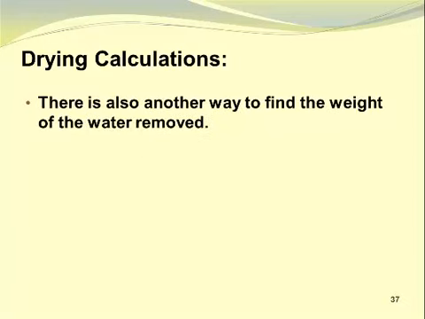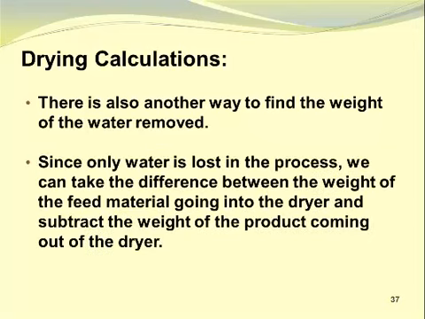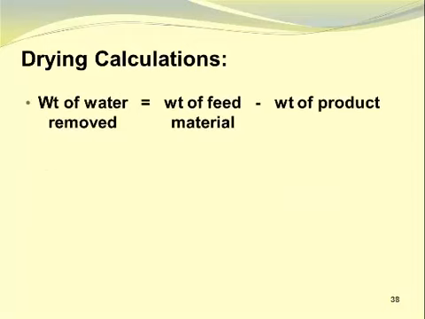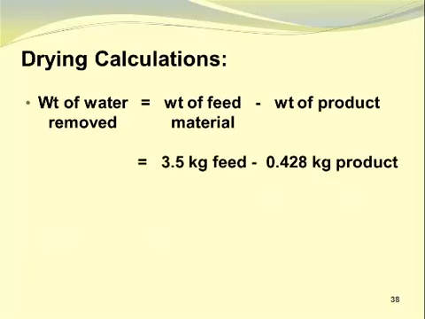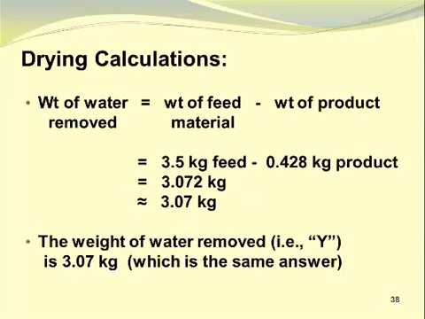There is also another way to find the weight of the water removed. Since only water is lost in the process, we can take the weight of the feed material going into the dryer and subtract the weight of the product coming out of the dryer. So the weight of water removed is the weight of the feed material minus the weight of the product. Here you see the values. That gives us 3.072 kilograms, which is approximately equal to 3.07 kilograms of water removed. And that's the same answer that we obtained earlier.